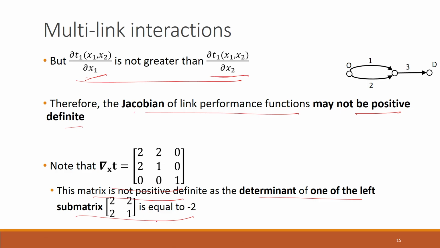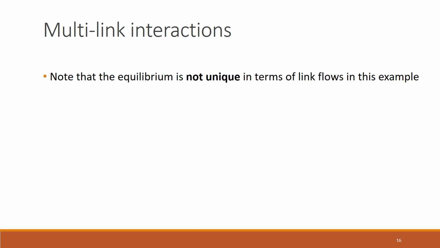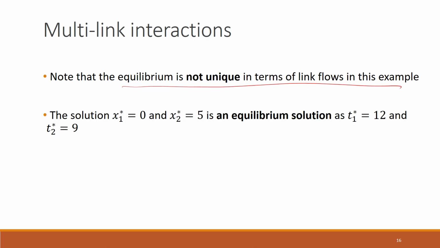Because the determinant of this will be 2 times 1 minus 2 times 2, which is equal to 2 minus 4, equal to minus 2. So, this matrix does not have positive definiteness. In this case, the equilibrium is not unique in terms of the link flows. And this can actually be shown by providing different solutions here.